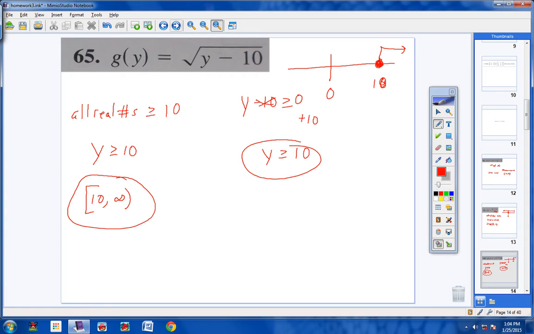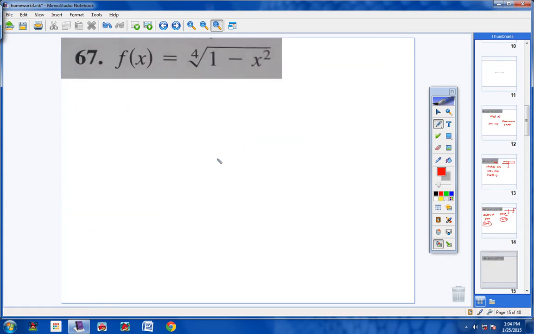All right, moving on to number 67. Now students, I wish I did not have this square right here. I wish it was 1 minus x, because I have an even index. I would take the inside and simply say that it has to be greater than or equal to 0. But unfortunately, I do have this squared right here.